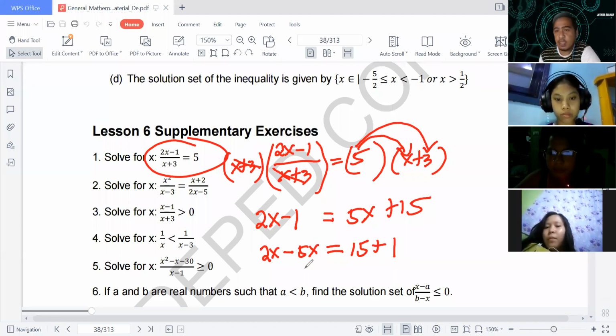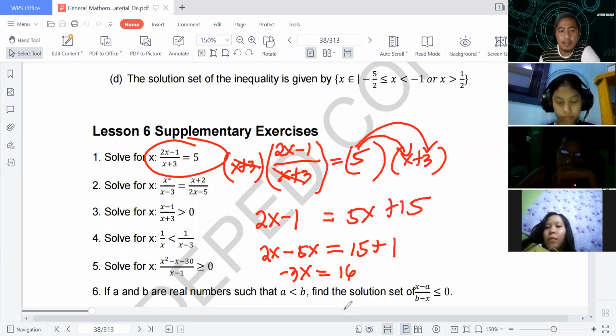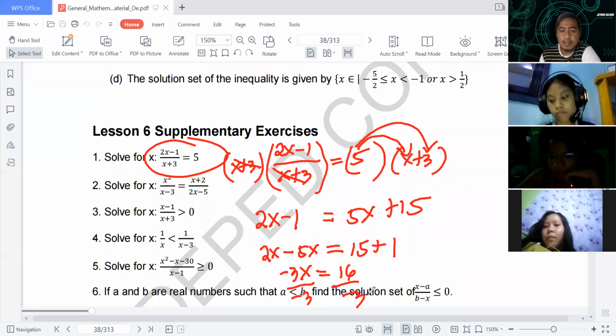2x minus 5x. What should be the answer? Negative 3x. Very good. 15 plus 1 is 16, right? Then you will be dividing both sides by negative 3. So your x now is equal to 16 over 3.